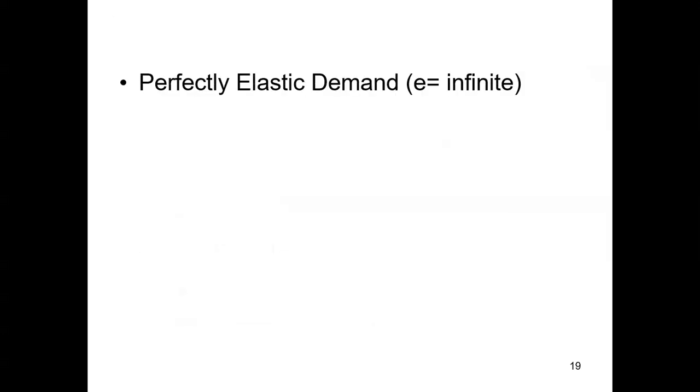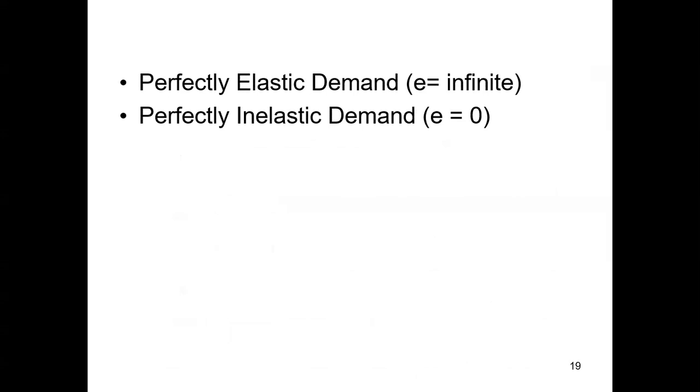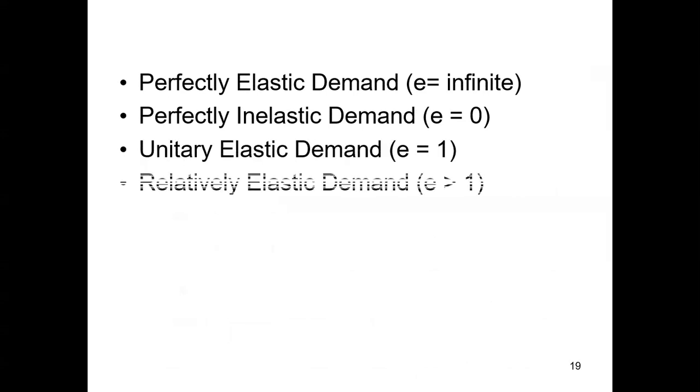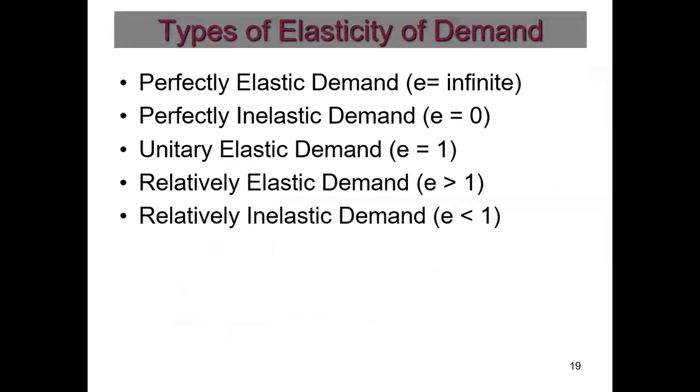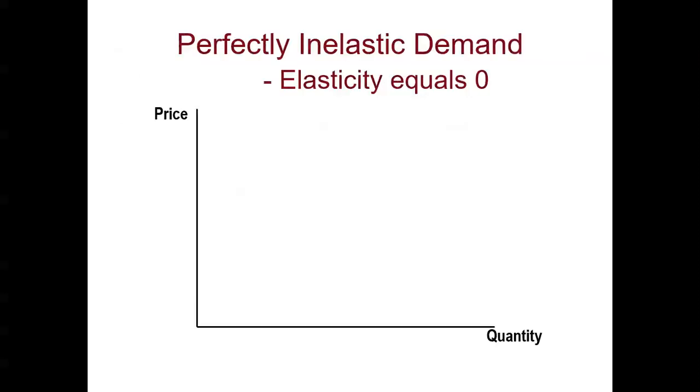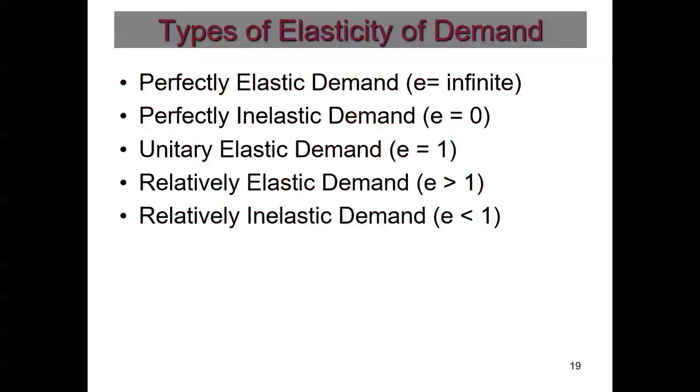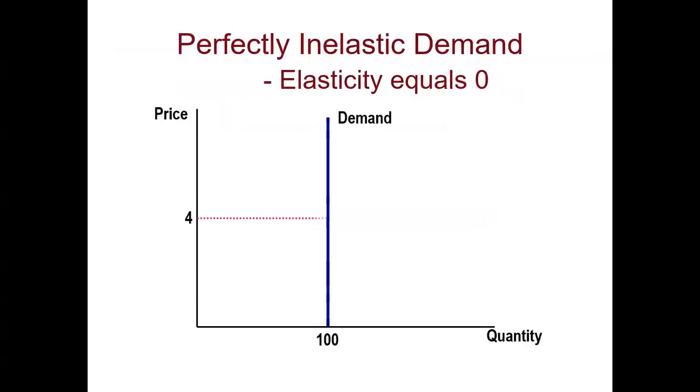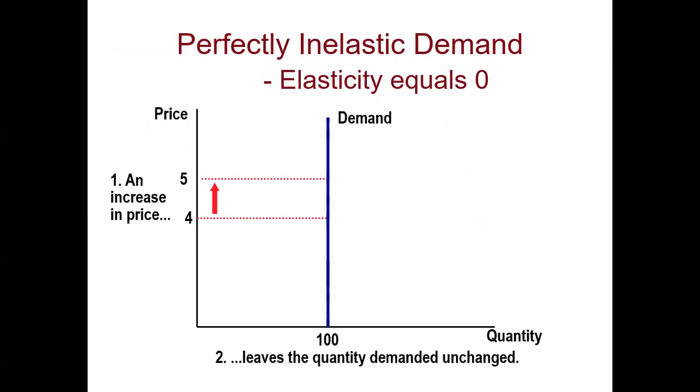What are the types of elasticity of demand? Perfectly elastic: the elasticity of demand is infinite. Perfectly inelastic: it is 0. Unitary elastic: equal to 1. Relatively elastic: greater than 1. Relatively inelastic: less than 1. I am going to give you these one by one in a pictorial representation.